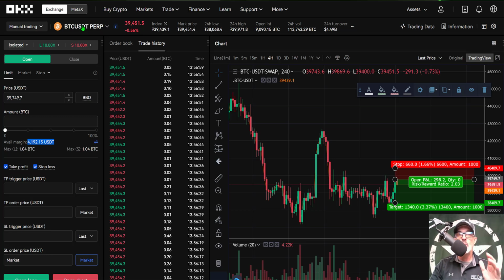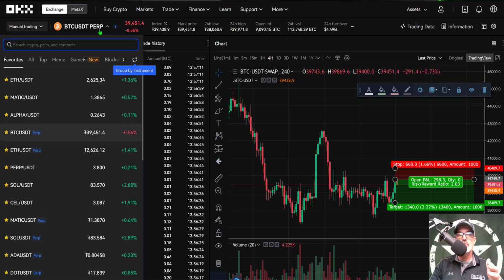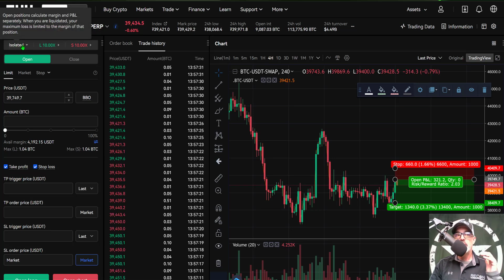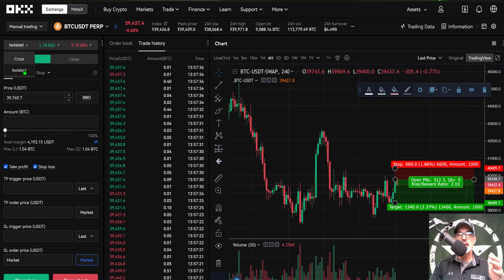Now, once you have selected what currency you want to actually trade, in this case BTC USDT, and again, you do have a drop down that you can search for the different currencies, but today's example will be using BTC USDT. Next, you will want to select the type of margin you want to actually use, and you have two choices. You have cross and isolated.